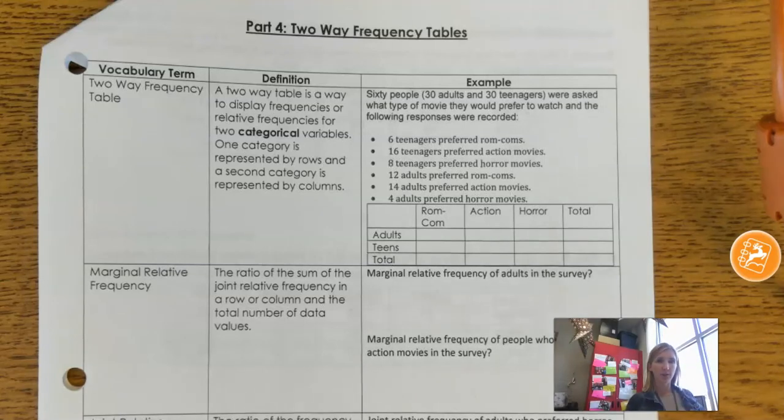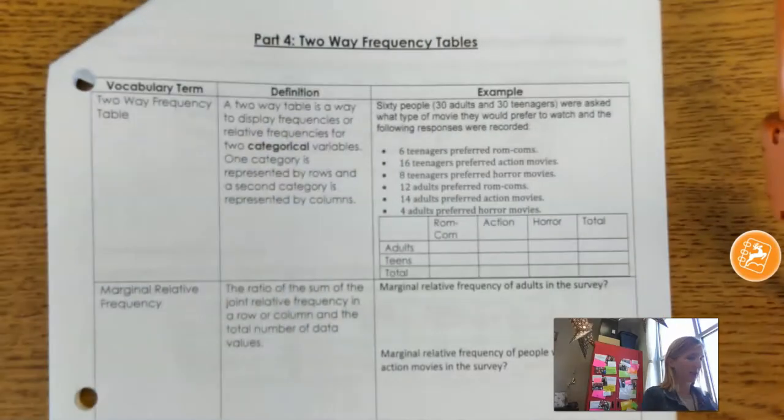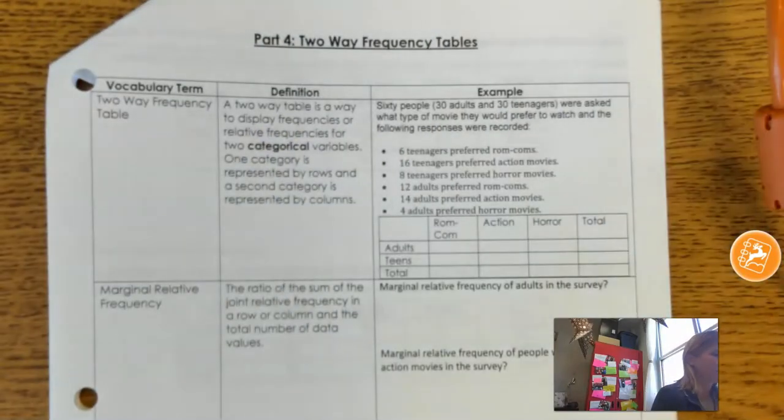PSATs, we left off on two-way frequency tables. So let's go ahead and finish this up so you can do your Khan Academy. All right, so two-way frequency table.